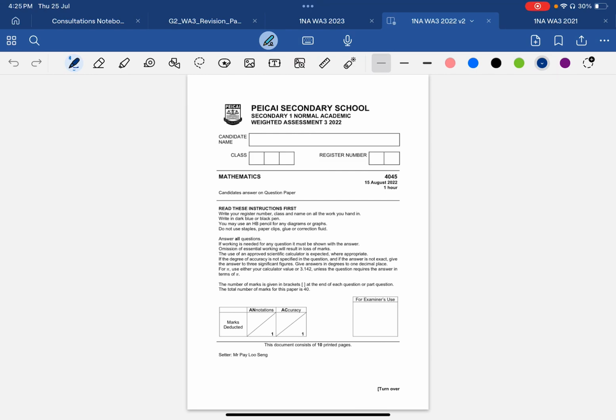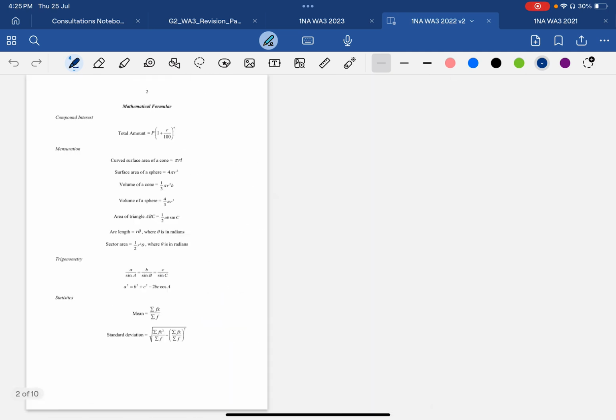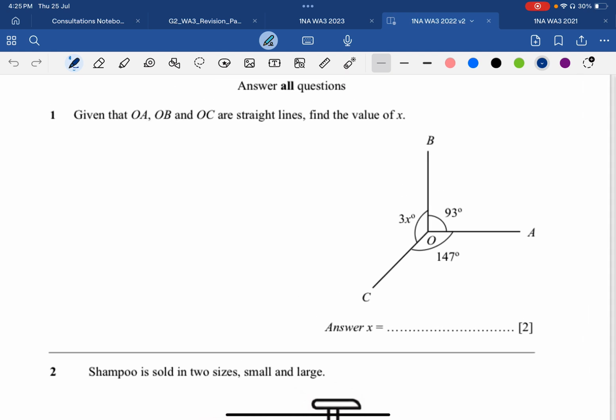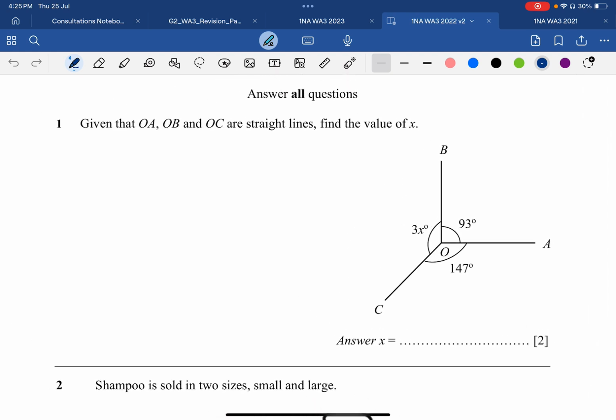Hello, in this video we will be going through the 2022 WA3 paper. So let's start with the first question. It's given that OA, OB and OC are straight lines, and you are asked to find the value of x.